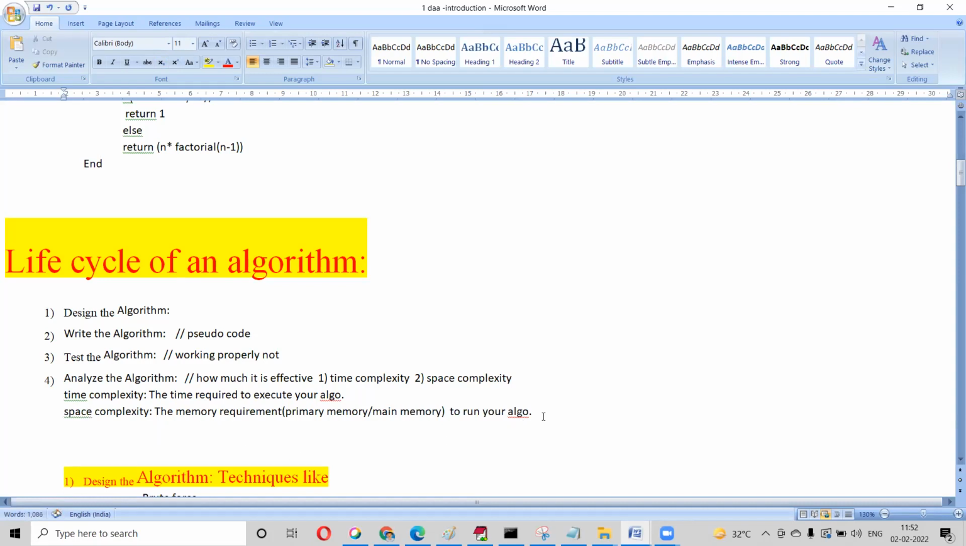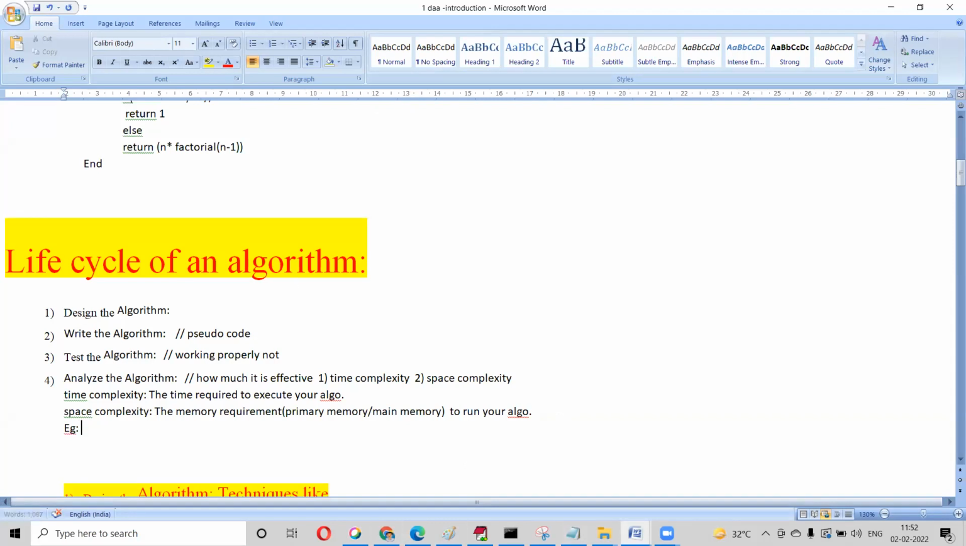Can you tell some example for space complexity, children? Example for space complexity, anyone? Yes, children, anyone can tell the memory requirement for your algorithm. Children, are you there? Yes, anyone can tell some sample example.